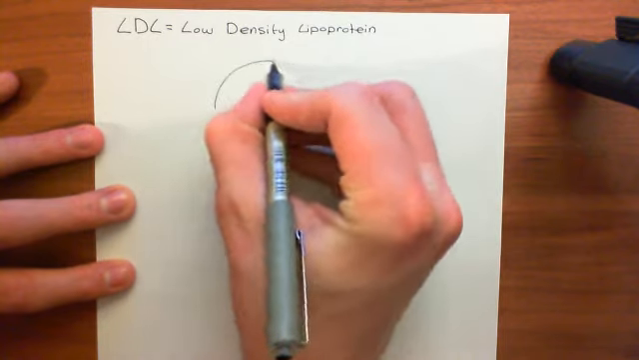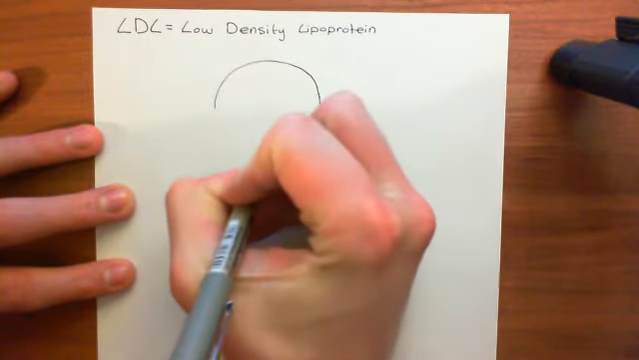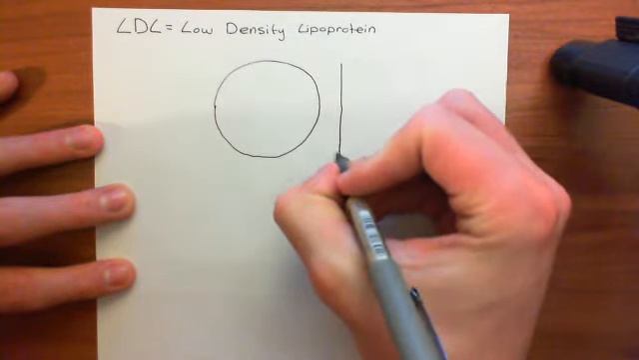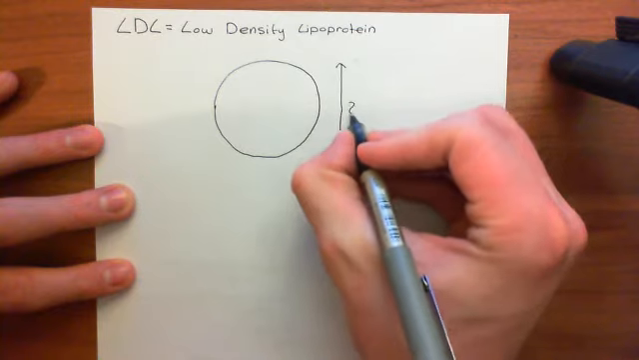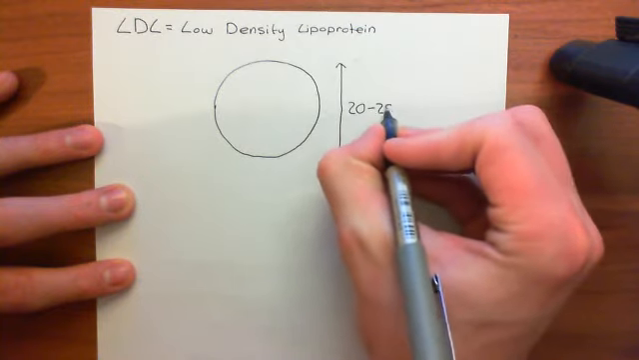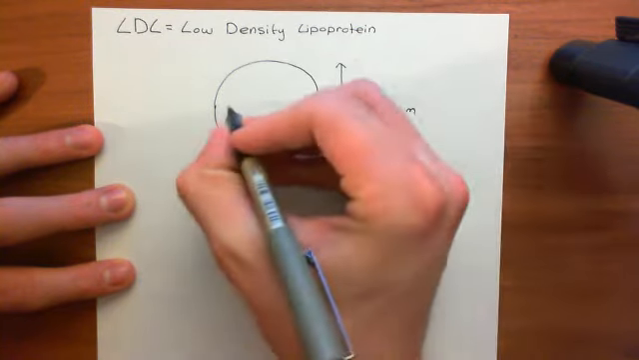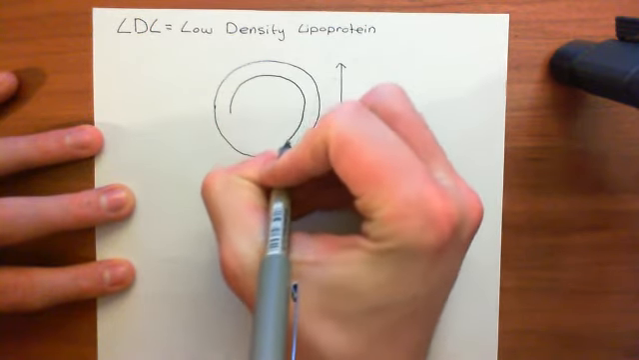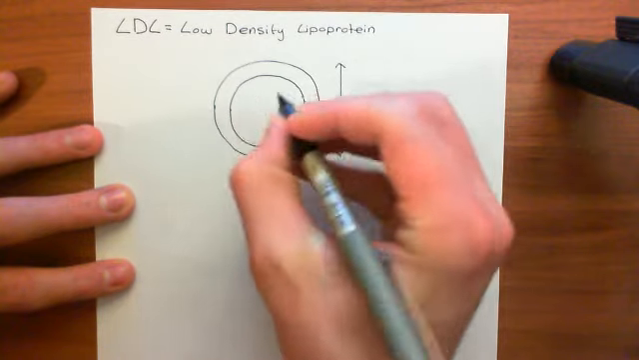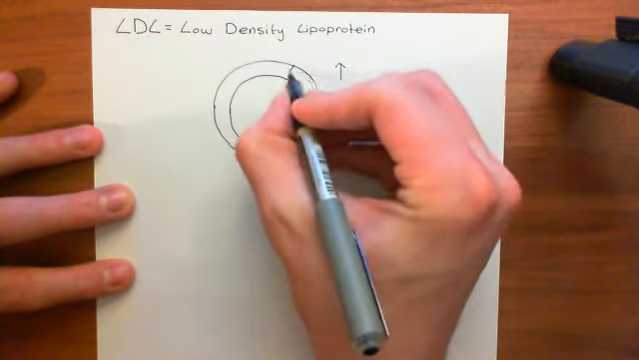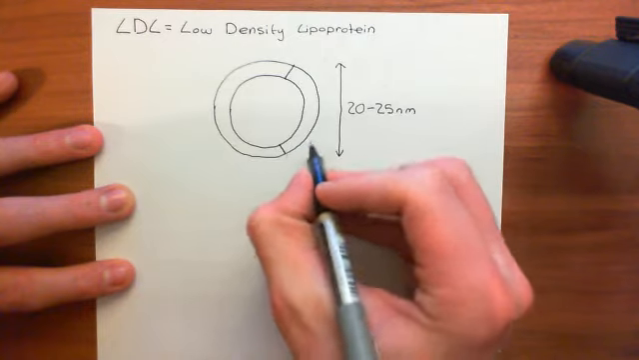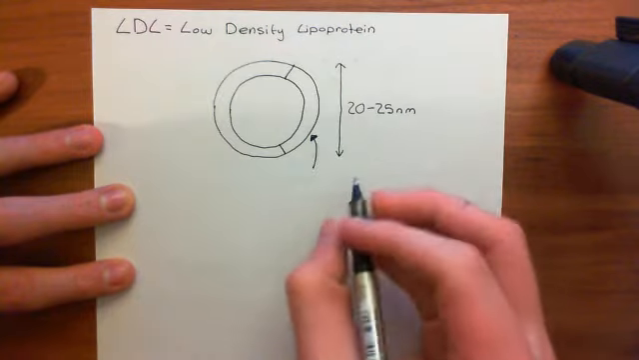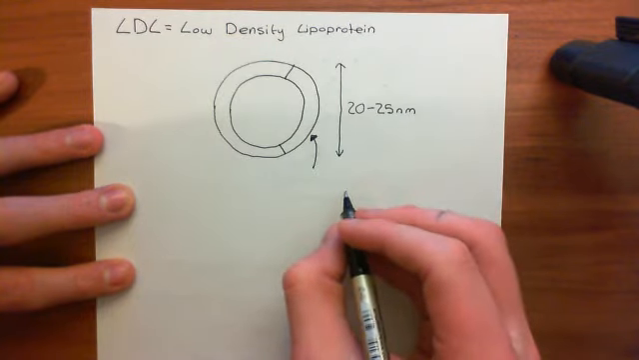Okay, so it's a very similar structure to HDL particles. Okay, so they are slightly bigger than HDL particles. They generally have a diameter between 20 and 25 nanometers. So they are slightly bigger, but the structure is effectively the same. They have a phospholipid monolayer that makes up the outer surface of the sphere, and then they have a hydrophobic core. Now, the special thing about LDL particles is that they only have a single apolipoprotein within their phospholipid monolayer.